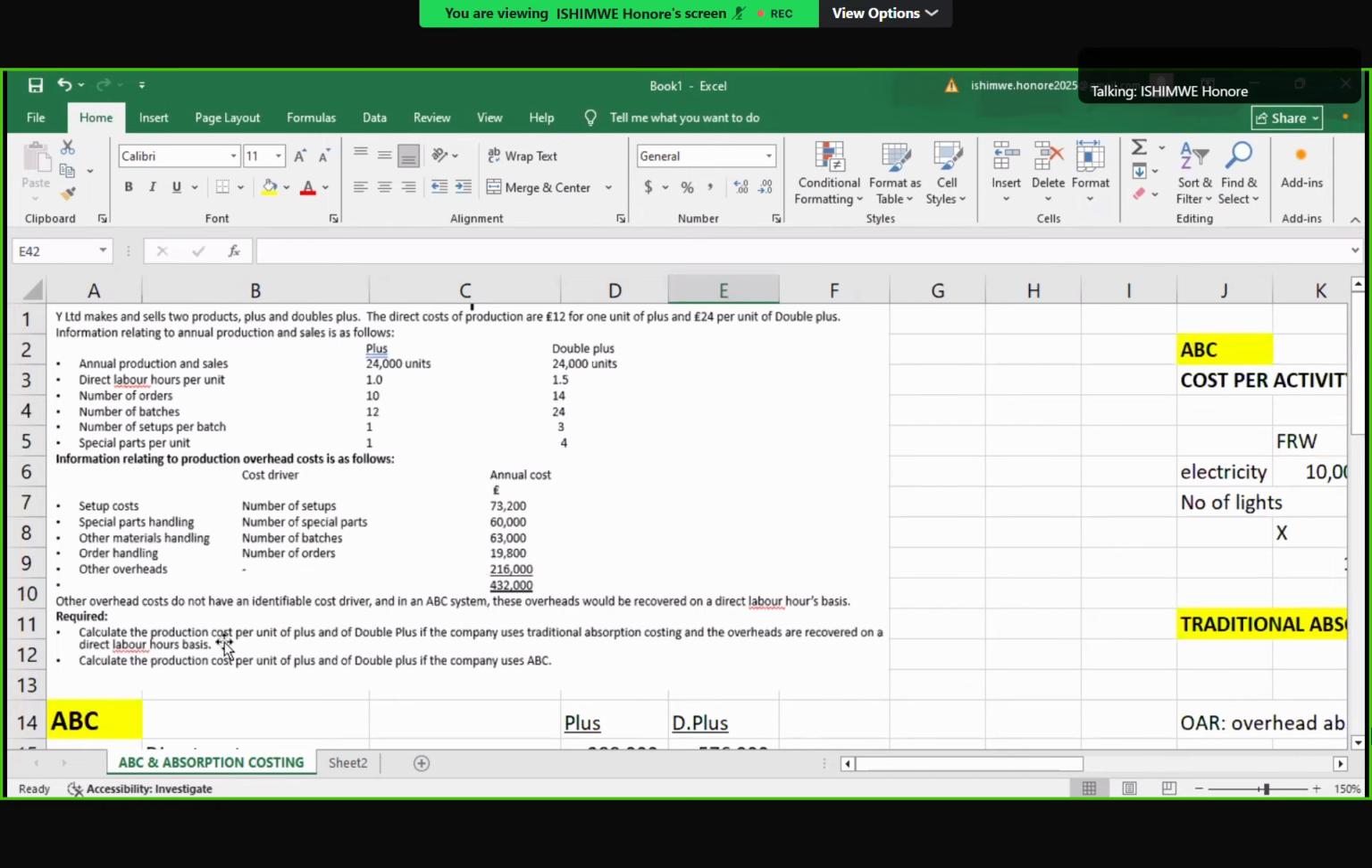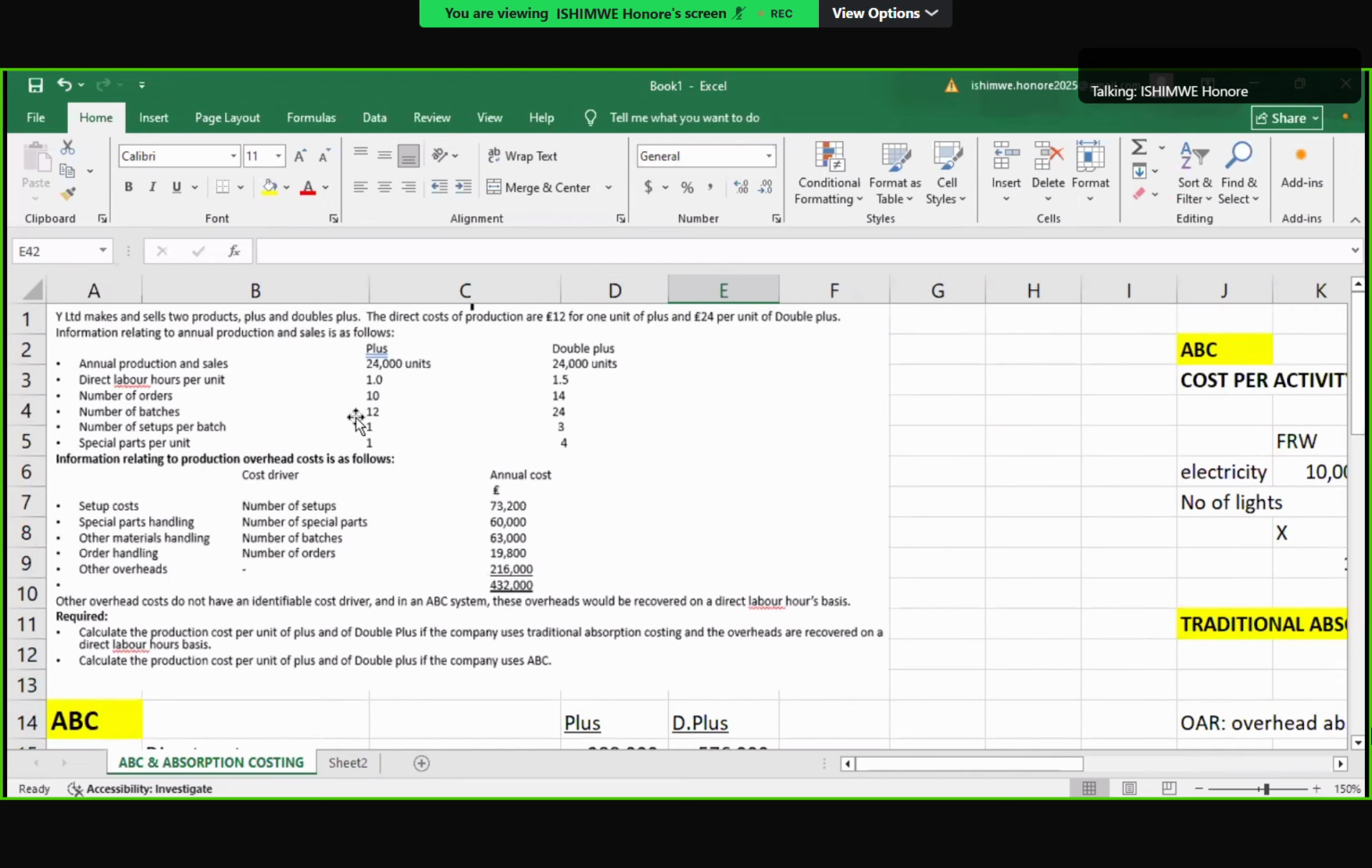Do you have a number of special parts? Here I have. They say special parts per unit. This means special parts per one unit. This is 1 and 4. Which means that to get the number of special parts for the whole unit, we multiply by the number of units. 1 times 24,000, 4 times 24,000. So I get it for the whole units, and so I can get the total number of special parts.